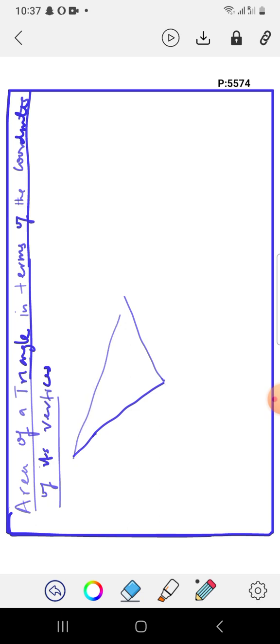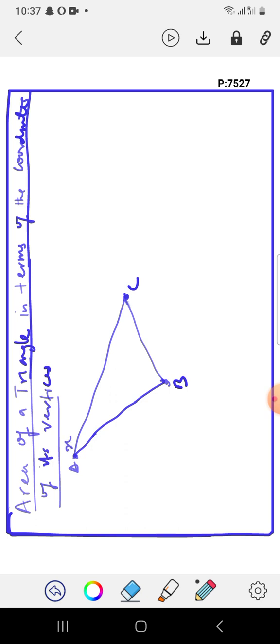Okay, so I'm going to use this one as a demonstration of what we want to do. We call this one A, call this place B, and we call this place C. Those three points, A, B, and C, are the vertices of the triangle.